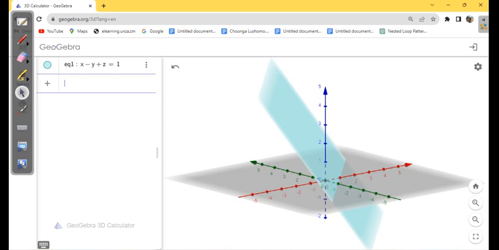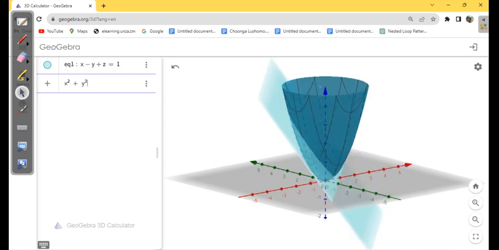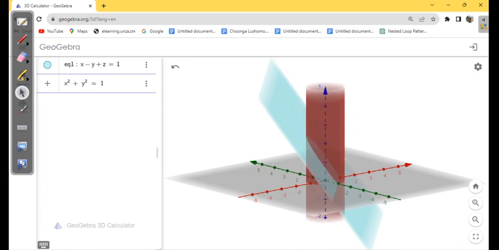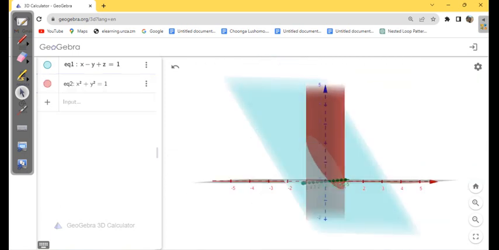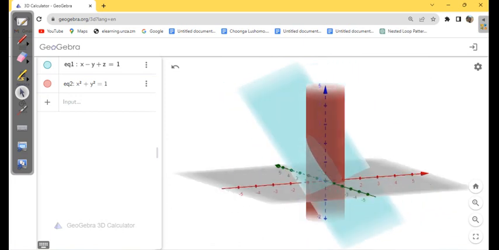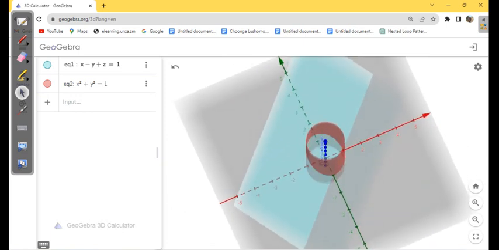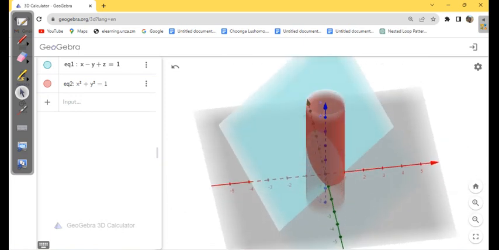Let's put the equation for the cylinder, which is x squared plus y squared equals 1. That's the way it's given. So now you have seen where the cylinder and the plane are intersecting each other. When you look at it from the top, something like that. Let me try to draw something.